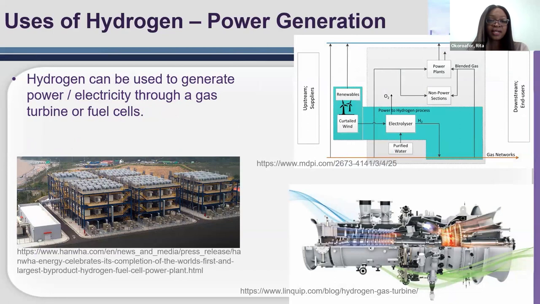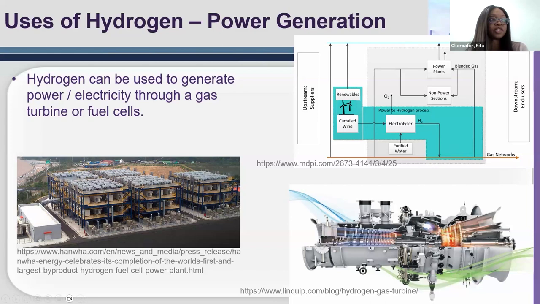And the figure you see on the right here is saying that if you have your hydrogen that you've generated from, let's say, curtailed energy. So curtailed energy is like excess energy. You pass that excess energy through an electrolyzer, you get hydrogen. You can combine that hydrogen with your natural gas, blend them together, and run a turbine, a power plant. So that would help to reduce the carbon intensity of the process.